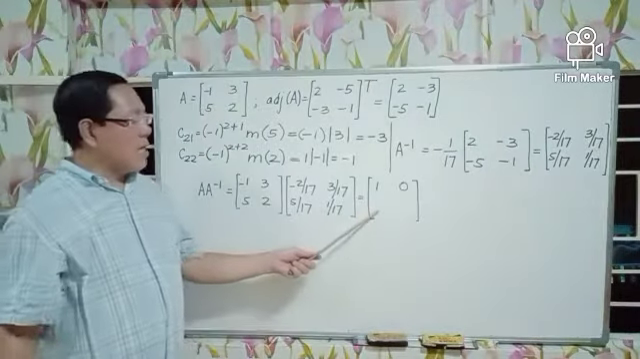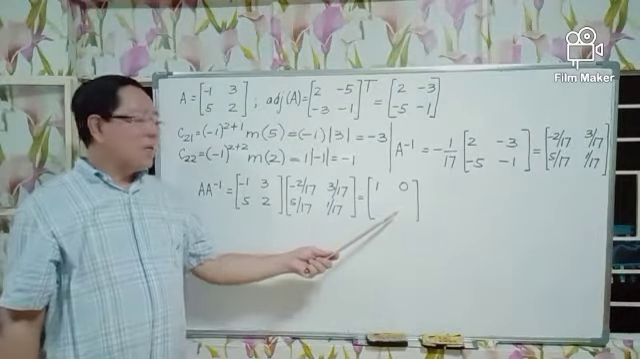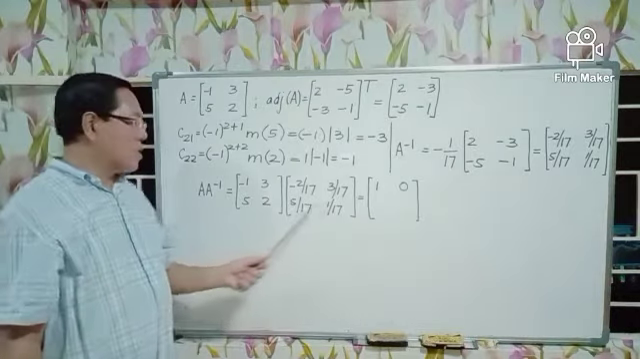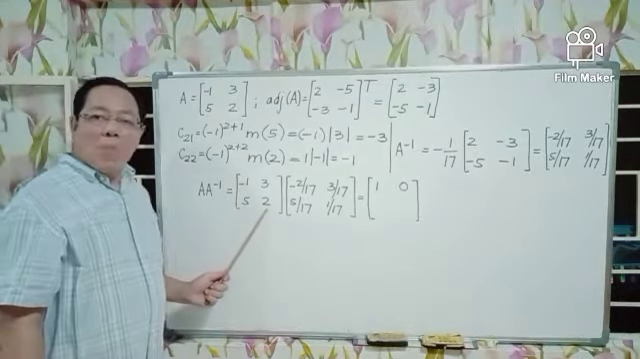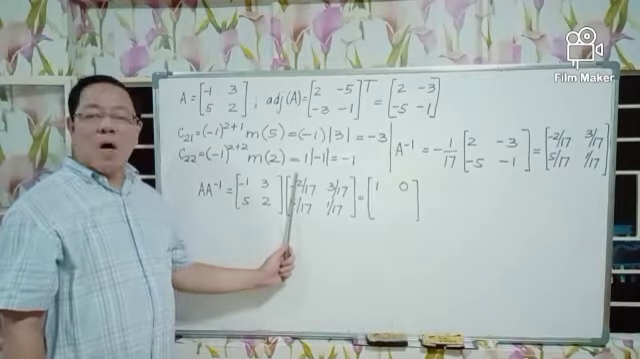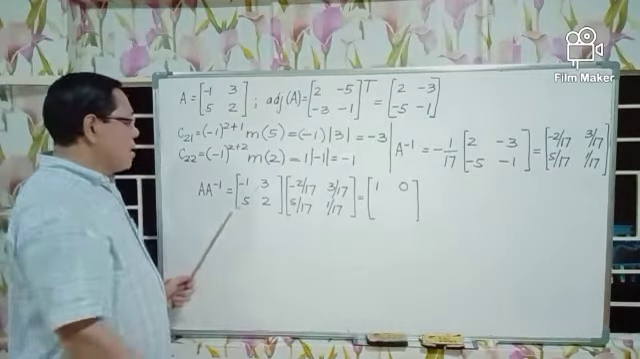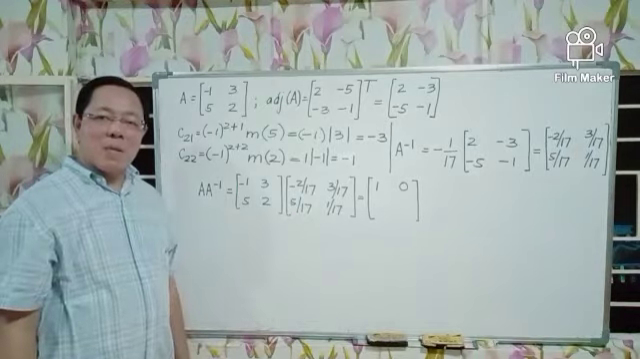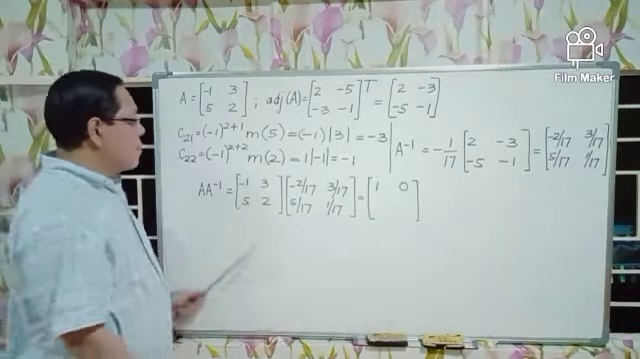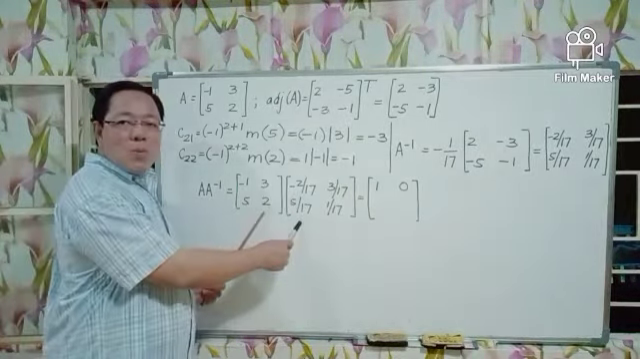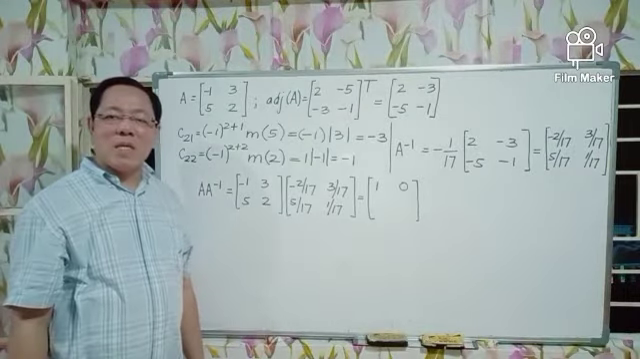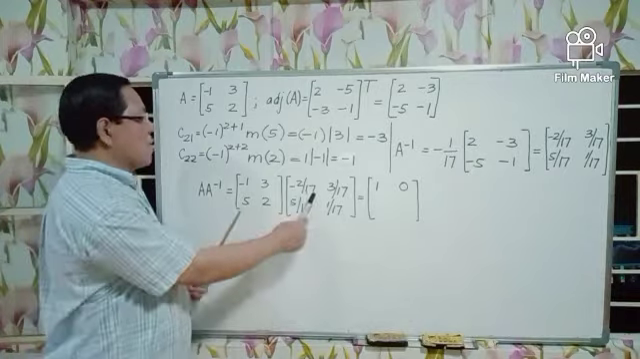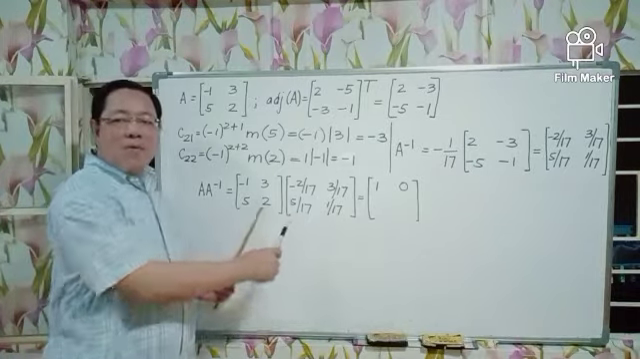Next, we find the entries of the second row. The entry in the second row and first column is obtained by multiplying the second row of matrix A by the first column of A to the minus 1. We have 5 times negative 2 over 17 is negative 10 over 17, plus 2 multiplied by 5 over 17 is 10 over 17. Thus, we have negative 10 over 17 plus 10 over 17 is 0.